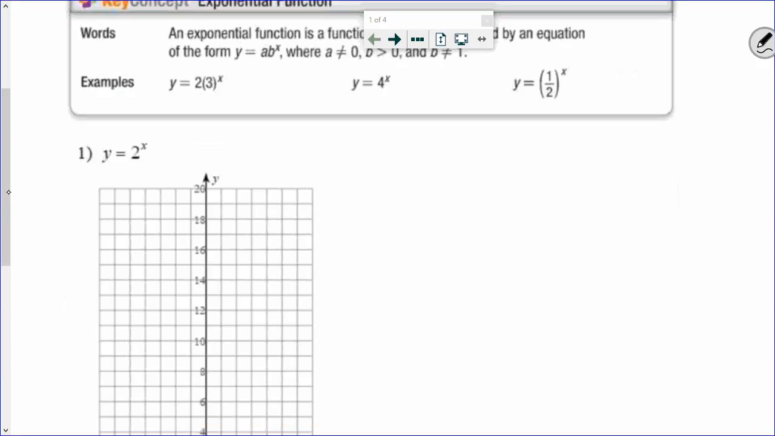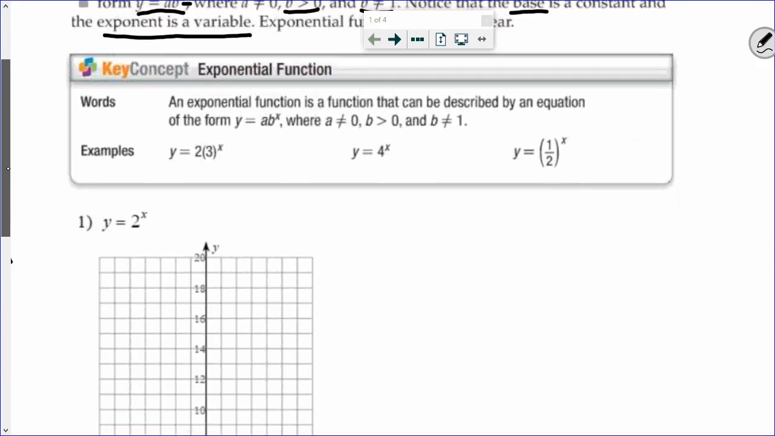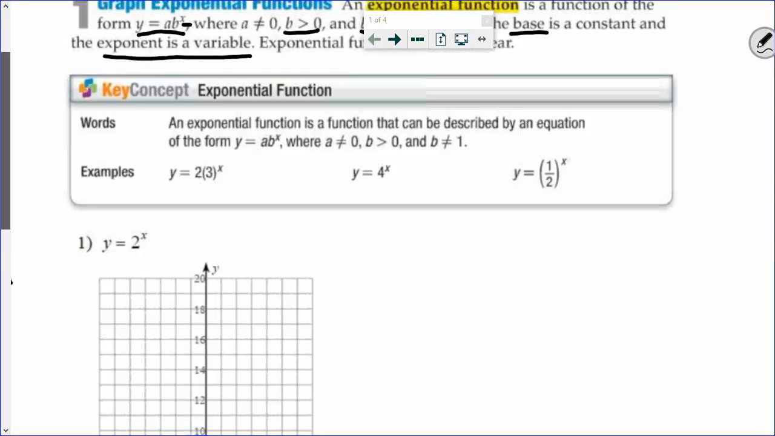Here is our key concept box, as I scroll here. An exponential function is a function that can be described by an equation of the form y equals a times b to the x. Again, a is not 0, b is greater than 0, and b is not equal to 1. And you just have some examples of how we write exponential functions here. y equals 2 times 3 to the power of x.